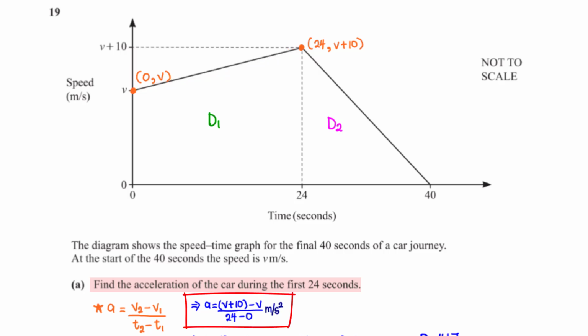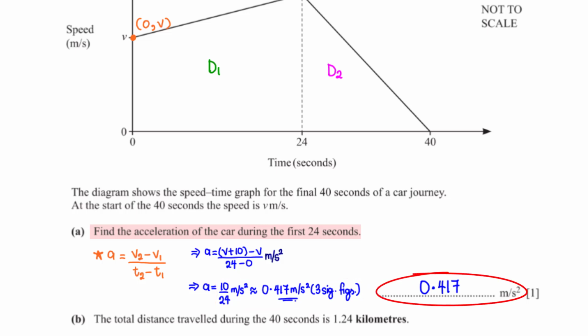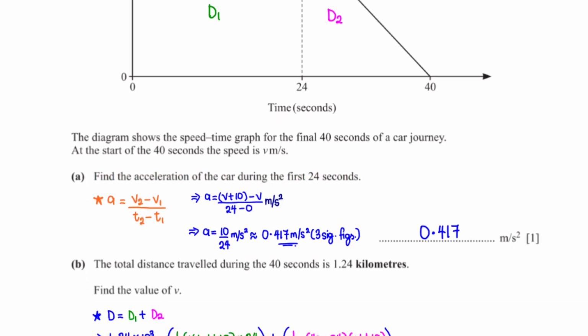So we have v plus 10 minus v divided by 24 minus 0 meters per second squared. v minus v is 0, so we have the acceleration as 10 over 24, which is equal to 0.417 meters per second squared, rounded to 3 significant figures.